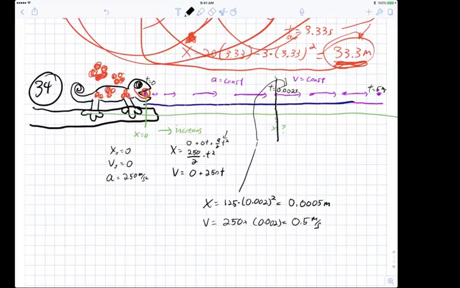These train stations aren't very far apart. Wait, no, they're pretty far apart. Maybe they're just going gangbusters.